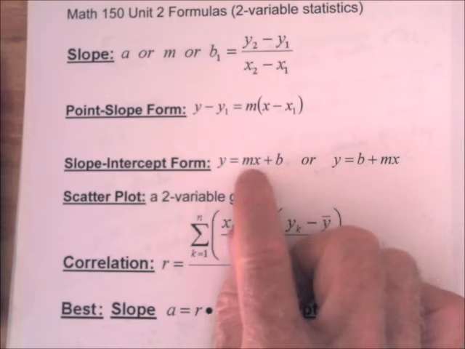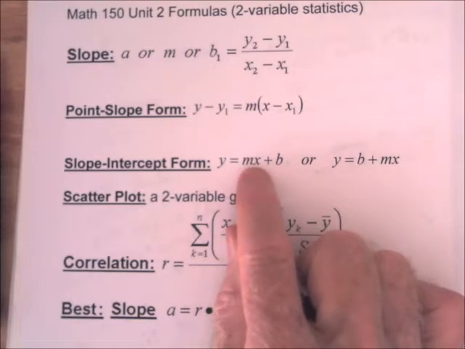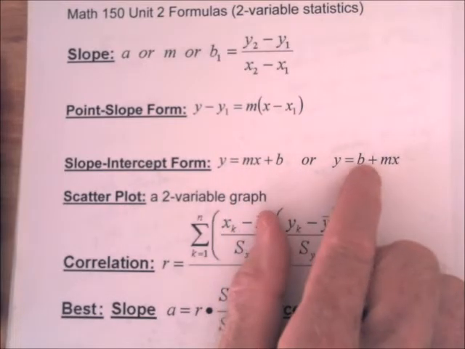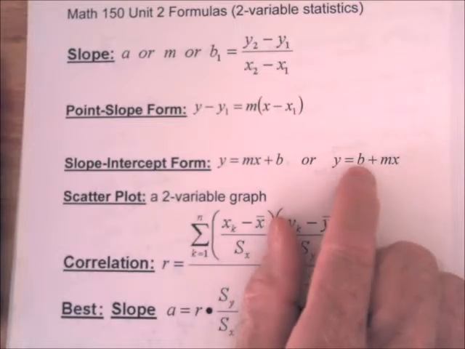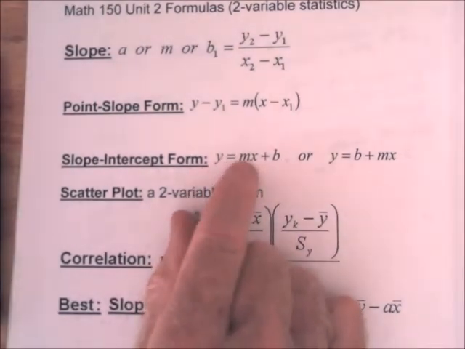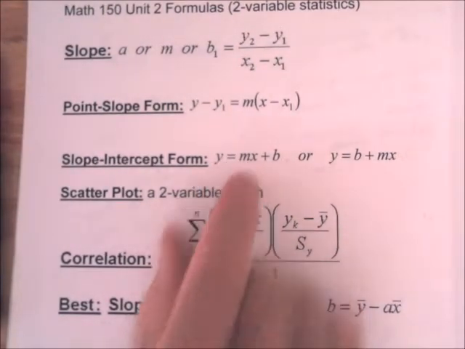Oftentimes, usually mathematicians, at least in algebra courses, will put the slope first, but you could also put the intercept first. And statisticians tend to put the intercept first, y equals b plus mx. Or if you're using letter a for the slope, it's y equals ax plus b.